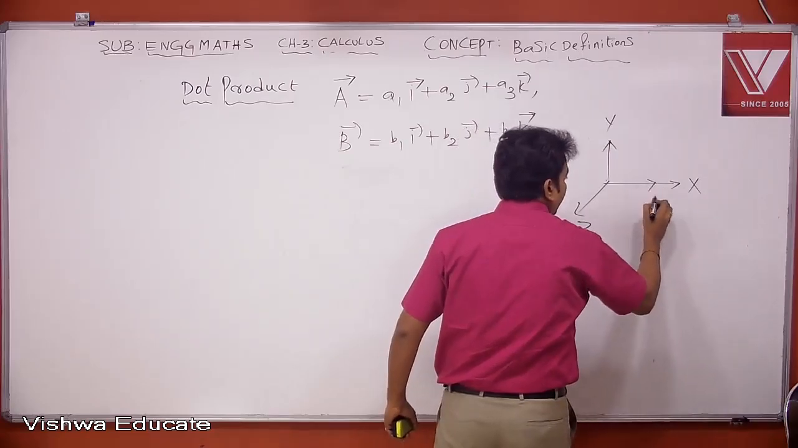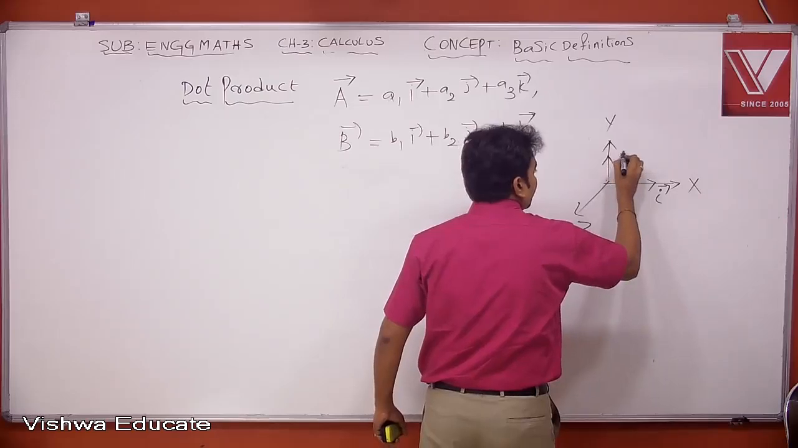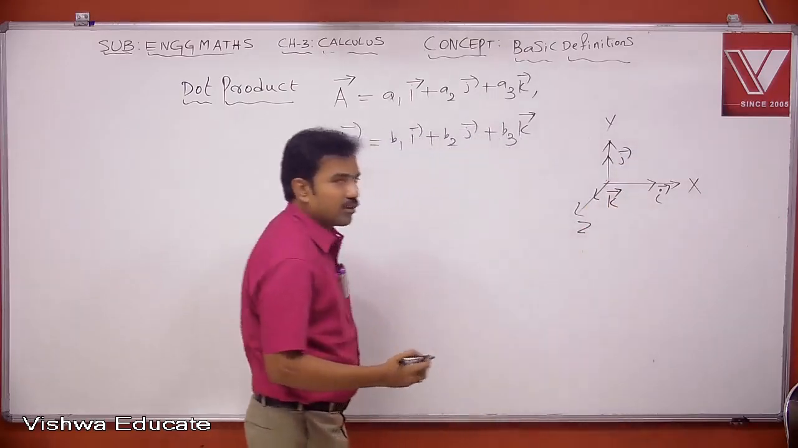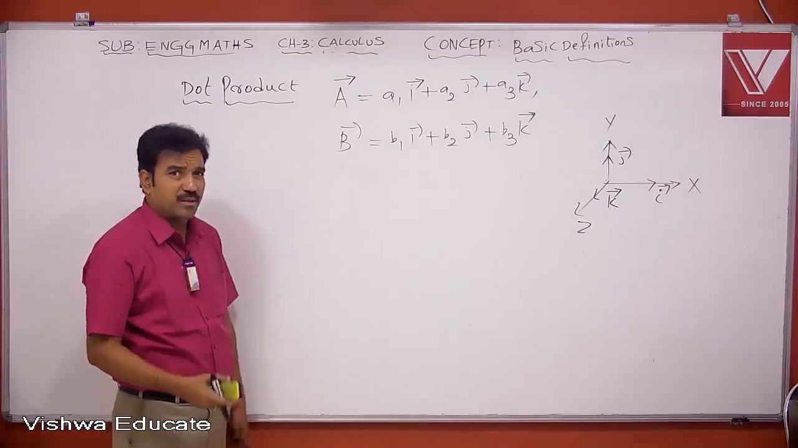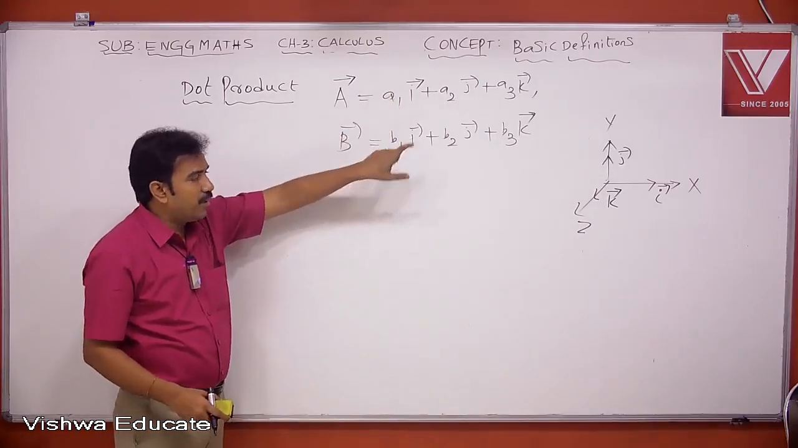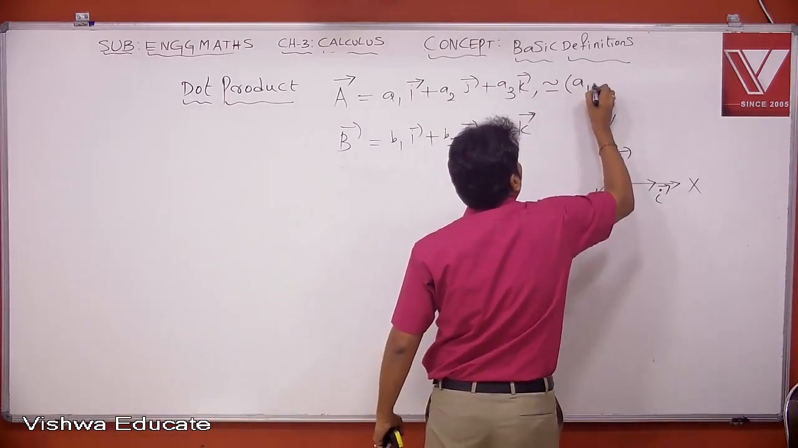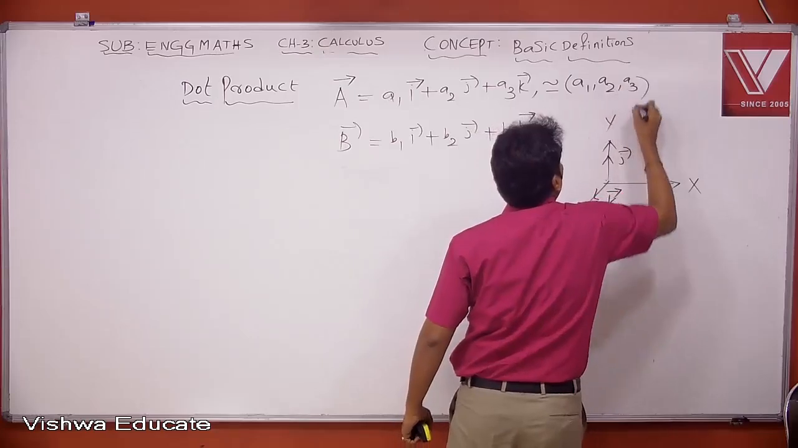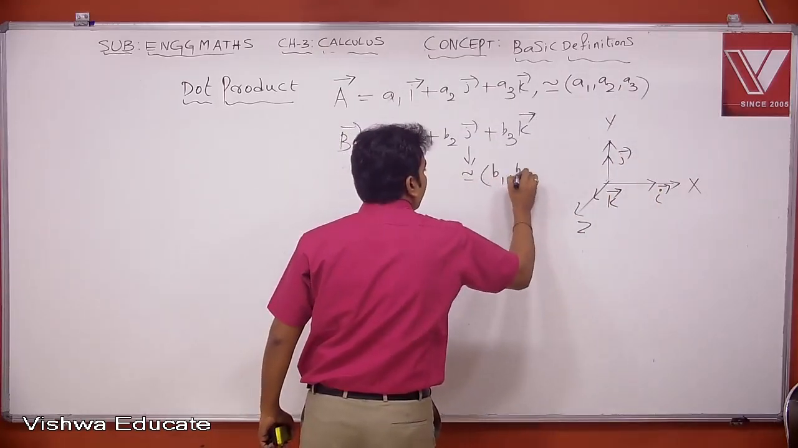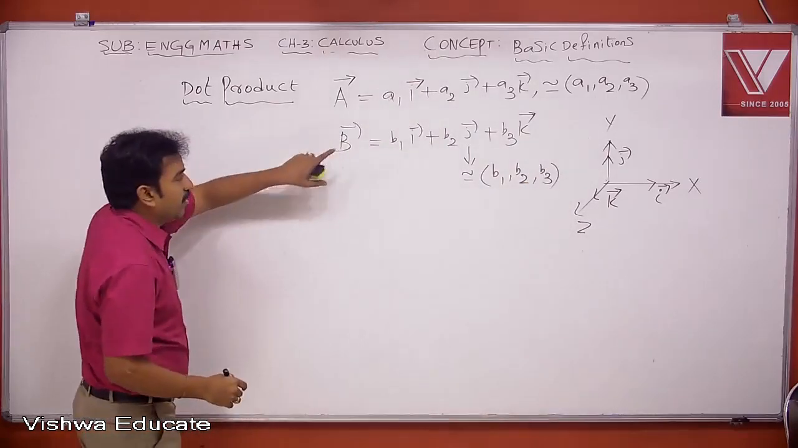So in this direction the unit vector is i bar. In this direction the unit vector is j bar. In this direction the unit vector is k bar. I will discuss what unit vectors are maybe after some time. So assume that these two are vectors, A bar and B bar. Basically this can be equivalent to a three-dimensional point A1, A2, A3, and this vector is equivalent to the three-dimensional point B1, B2, B3. Now we have two vectors A bar and B bar.